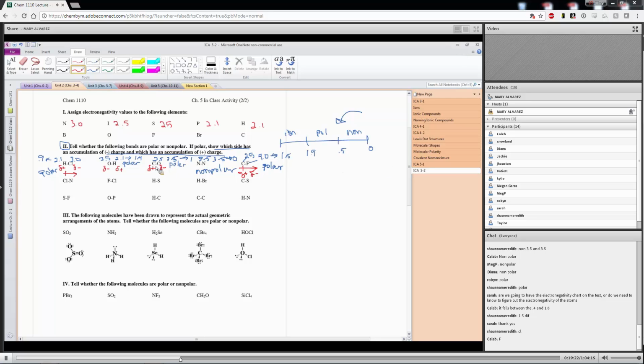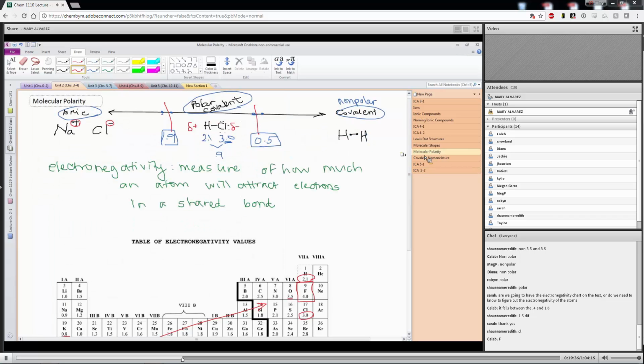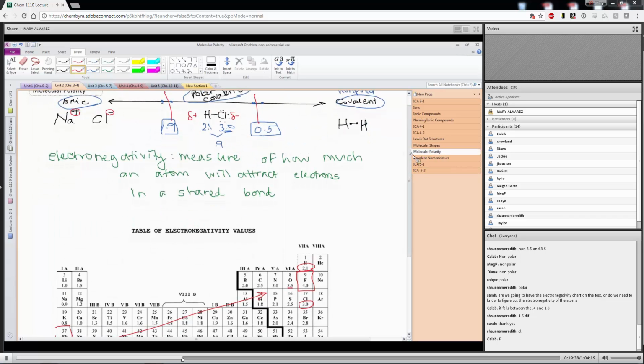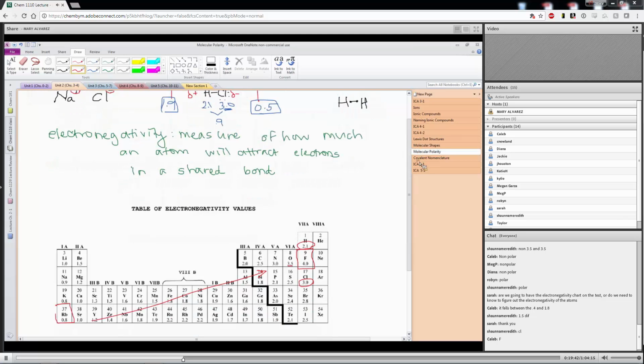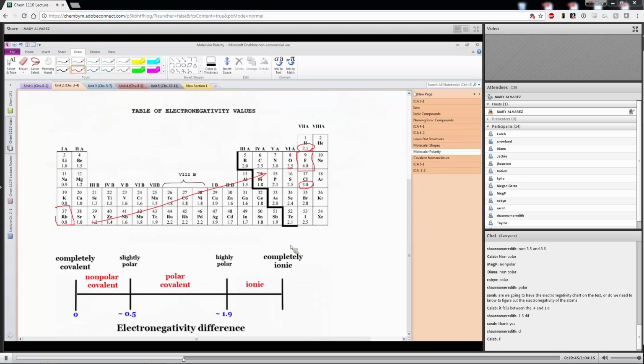This is just looking at an individual bond, right? The bond between one carbon and one oxygen atom, the bond between one carbon and one fluorine atom. It's going to get a little bit more dodgy when we have to ask, what about an entire molecule? Is a molecule polar or not? Before we say that, let's look again at what polarity is.